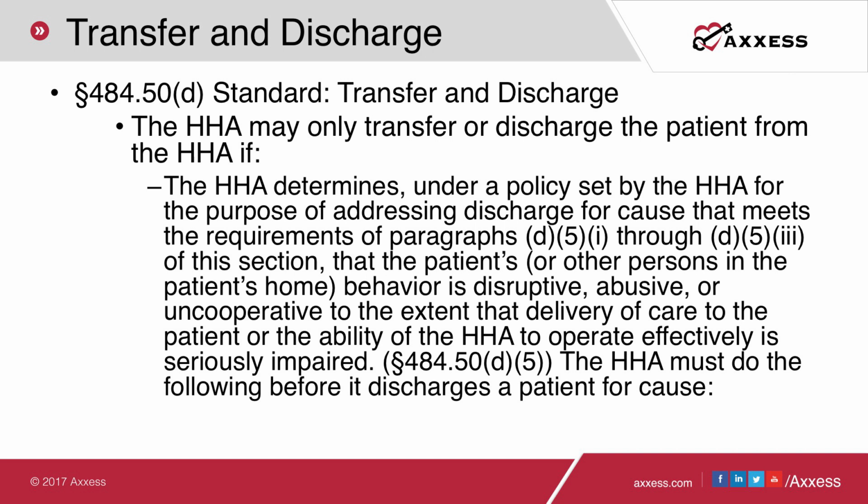the purpose of addressing discharge for cause that meets the requirements of paragraphs D5.1 through D5.3 of this section, that the patients or other persons in the home, their behavior so disruptive or abusive or uncooperative that delivery of care to this patient or the ability of the agency to operate effectively is seriously impaired. And the agency has to do several things before you discharge a patient for cause. Again, you're really looking at something that is so bad you just can't safely render the care.